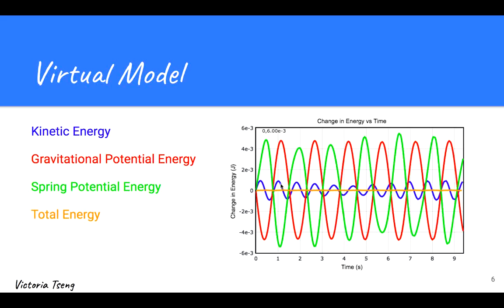In this graph, we see our different energies. We see the amplitudes of the kinetic and the spring potential energy vary. This is because when the spring is in different points in its motion, the kinetic or the spring potential energy will increase or decrease. The amplitude of the gravitational potential energy stays the same because gravity is a constant force. The change in total energy does not fluctuate at all due to the law of conservation of energy. Energy can exist in different forms, but it cannot be destroyed.